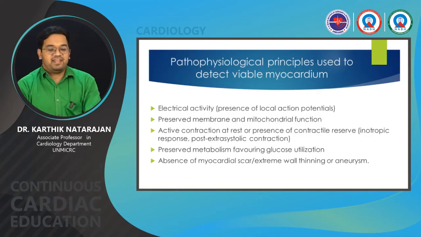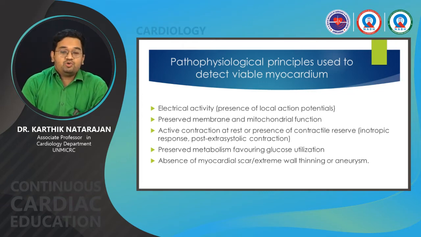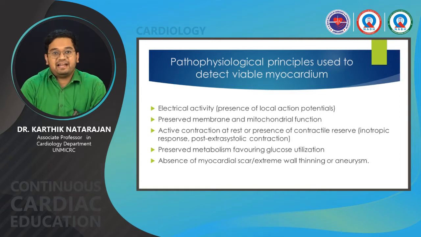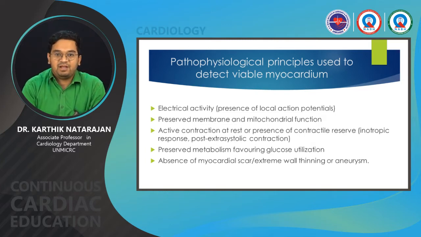So how do these various modalities that we study identify viable myocardium? One is they will be able to identify electrical activity. Any cell which is viable has electrical activity. So: presence of local action potentials, preserved membrane and mitochondrial function, active contraction at rest or presence of contractile reserve, preserved metabolism favoring glucose utilization, and absence of myocardial scar or extreme wall thinning or aneurysm.